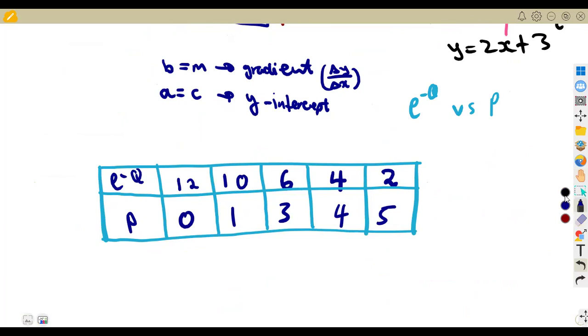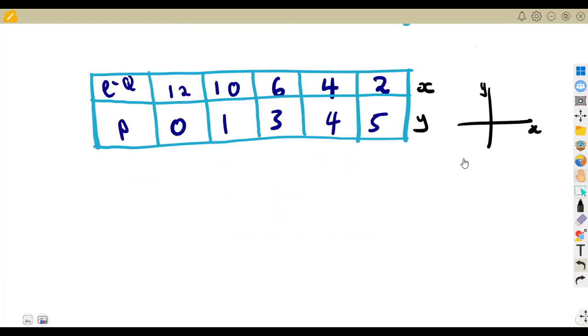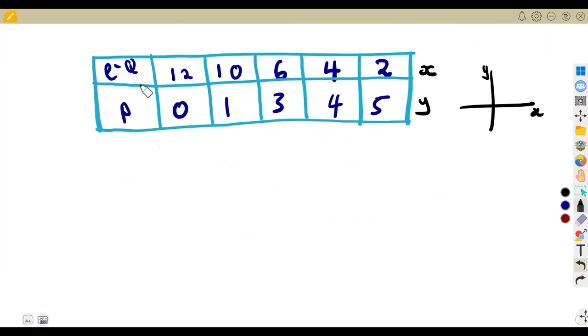Just like the normal table that you are used to if you are drawing a straight line from your O-level mathematics. If this is X, if this is Y, how do you draw? You just need to mark your points, isn't it? For the X and Y. But this time it's no longer X and Y, guys. It's E to the exponent of minus Q.